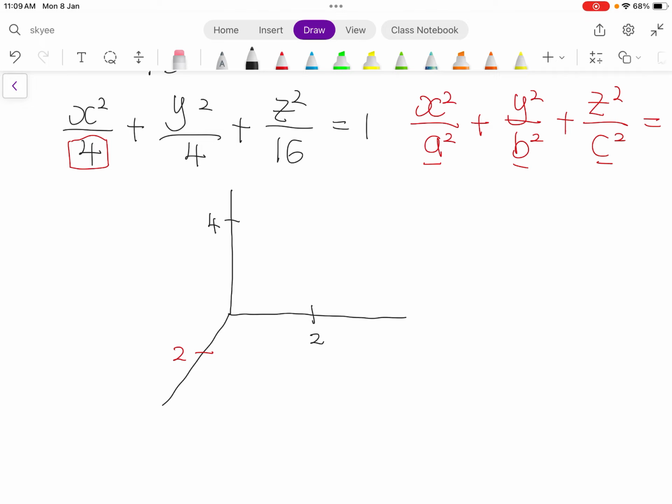So how to draw this thing? This is an ellipsoid, it's not a plane. When this is 2, here will be -2. The other side will be -2, right? So you have to draw it. Just roughly sketch it.